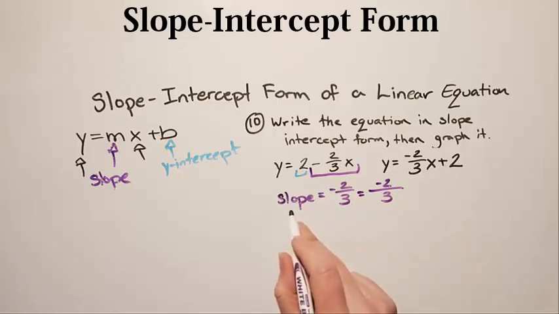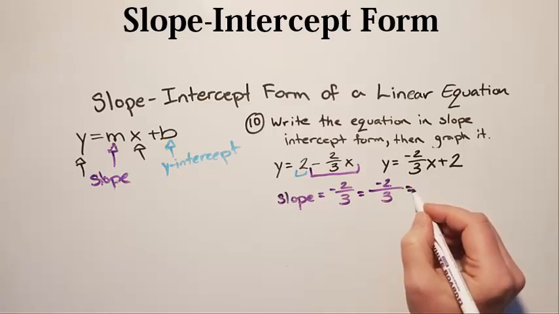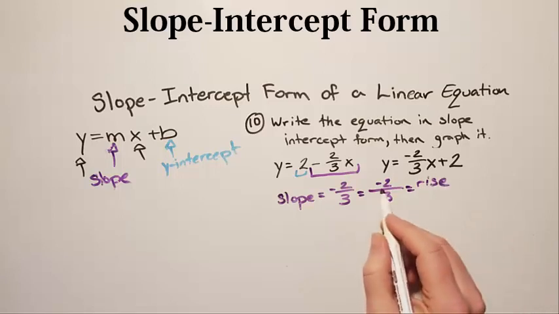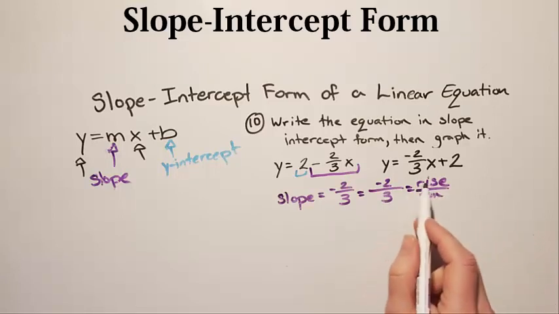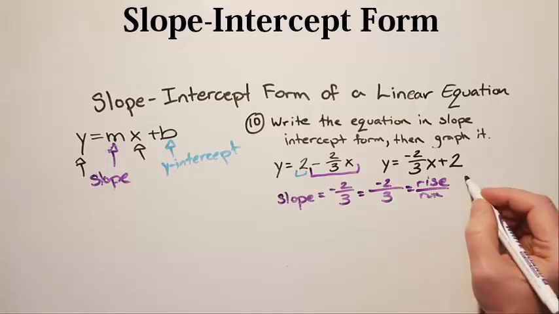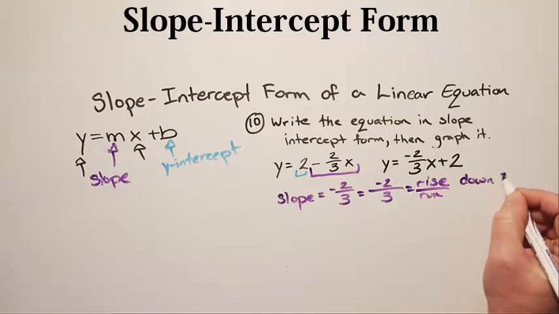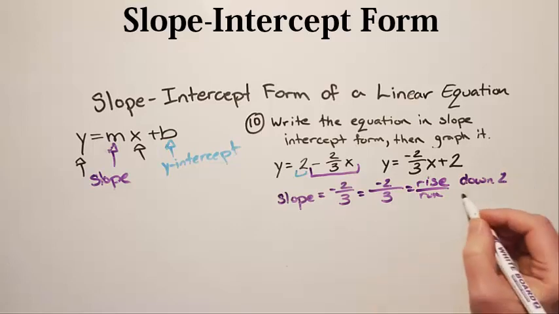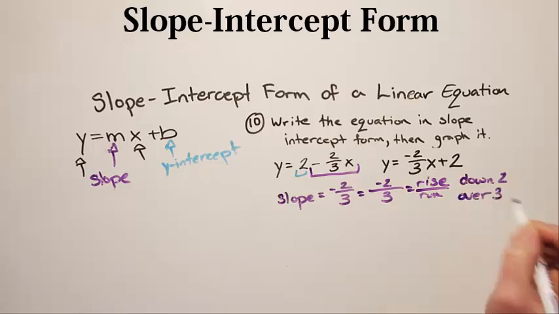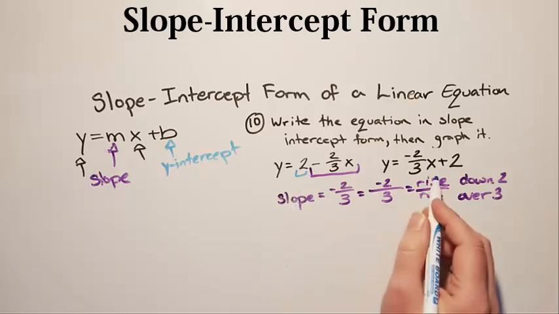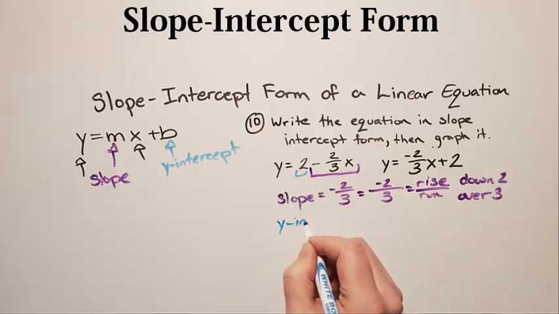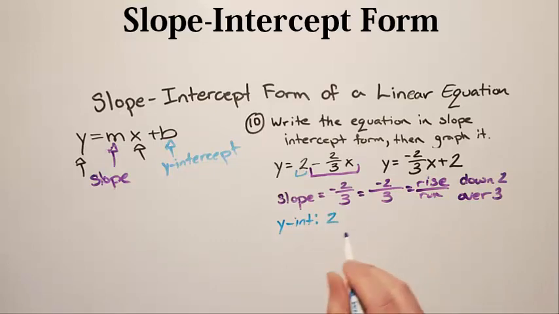Remembering slope is how we move across the line. If you remember the formula, the top number was the rising, the bottom number was the running, which means I'm supposed to be rising -2. So I'm going down 2, and I'm running over 3. So down 2 over 3 is how I'm going to move across the line to find every single new point. So this is how I move. You also identified that my y-intercept was a positive 2.